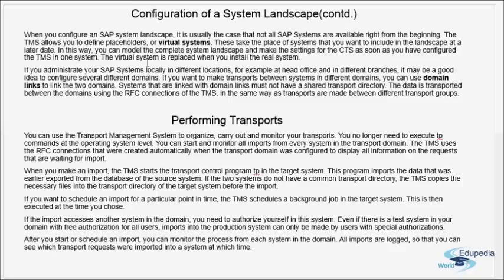If you administrate your SAP systems locally in different locations, for example at a head office and in different branches, it may be a good idea to configure several different domains. If you want to make transports between systems in different domains, you can use domain links to link the two domains. Systems that are linked with domain links must not have a shared transport directory. The data is transported between the domains using RFC connections of the TMS, in the same way as transports are made between different transport groups.